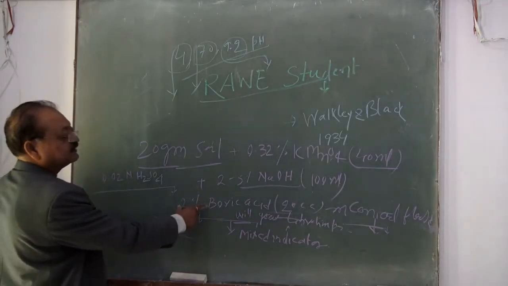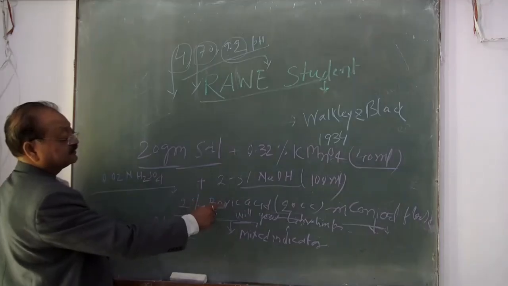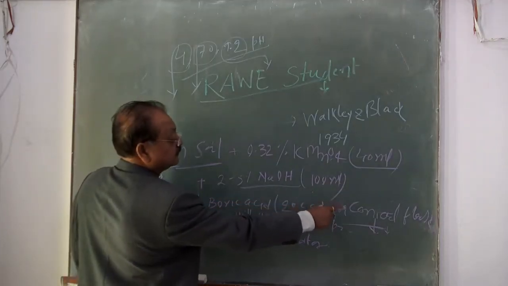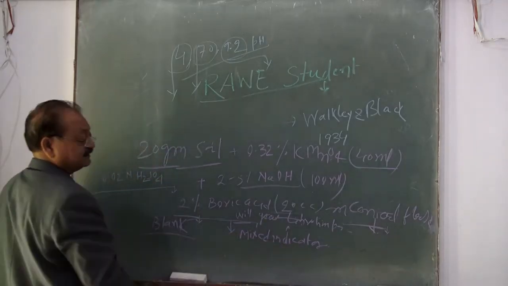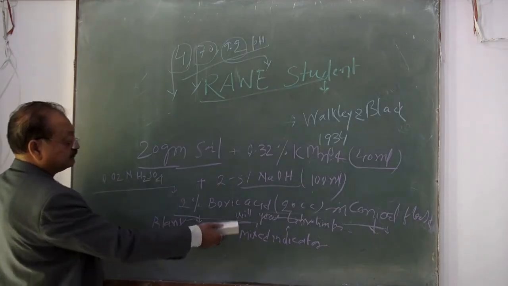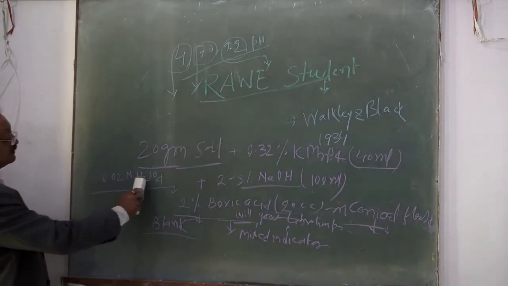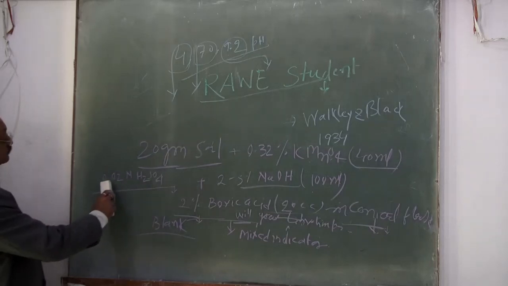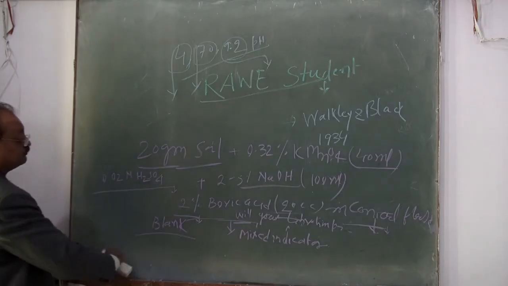Whenever you prepare this receiver, 2% boric acid of 20 cc in a conical flask, you add a few drops of this mixed indicator. Okay. Then after that, you have to titrate this with the help of 0.02 N H2SO4.